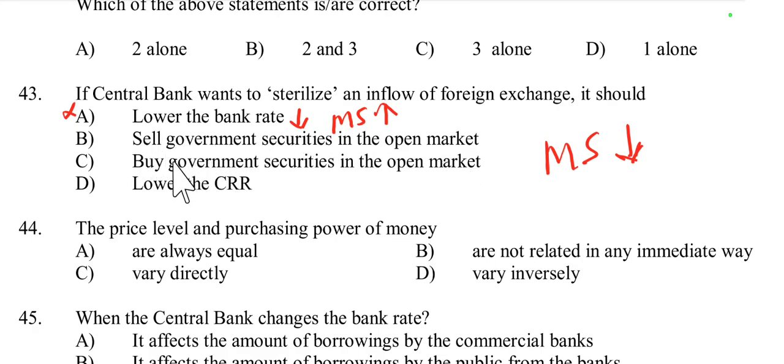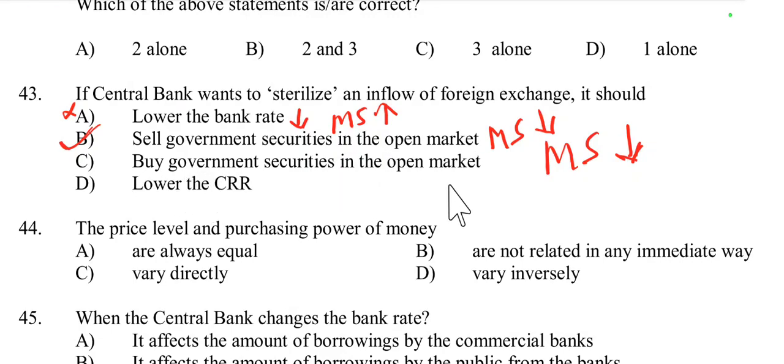Then the second option, sell government securities in the open market. When the government sells its securities in the open market, the central bank withdraws liquidity from the banking system. So it contracts the rise in money supply from the foreign exchange inflow. By selling government securities in the open market, money supply in the economy reduces. So this is the right option. To sterilize an inflow of foreign exchange, the RBI sells government securities in the open market.